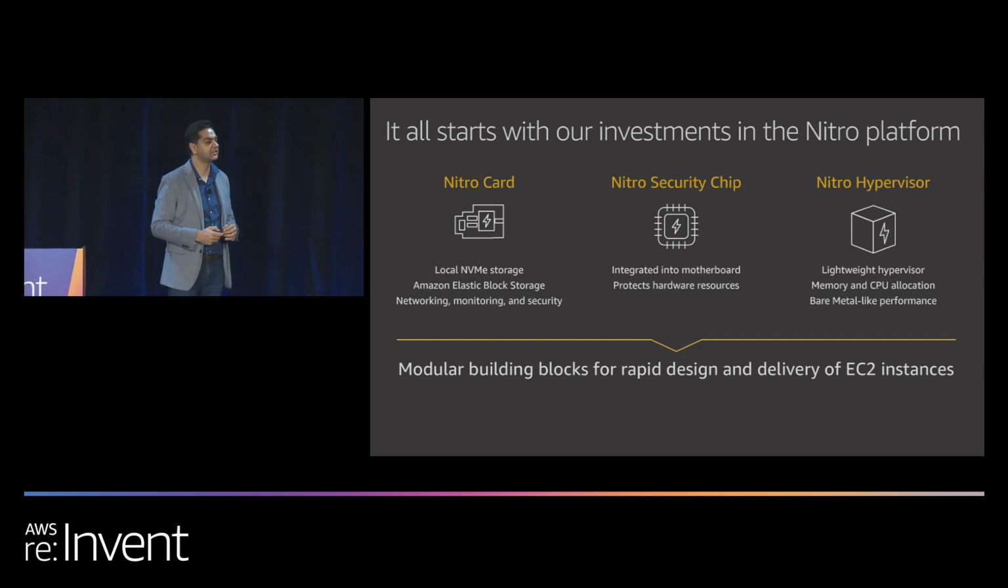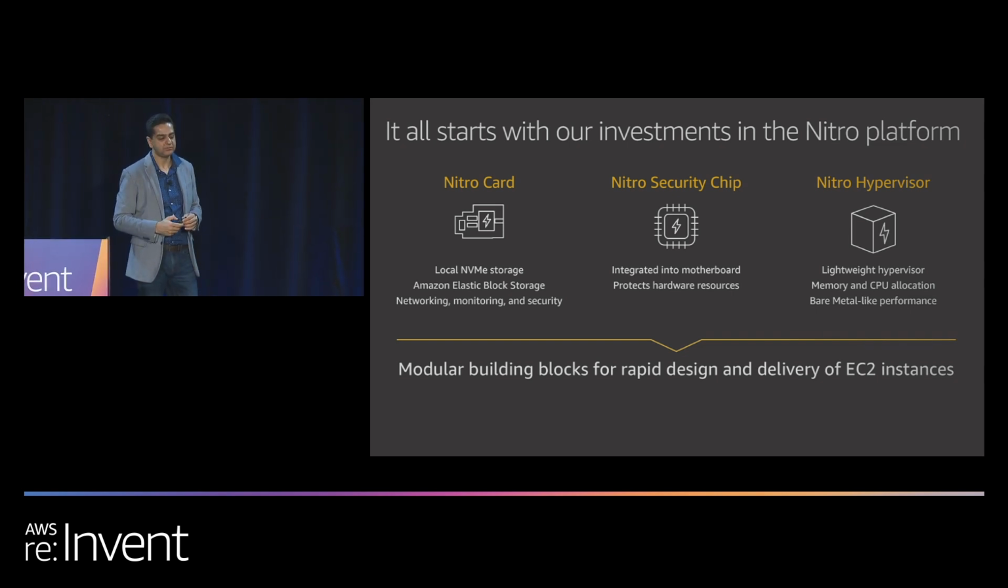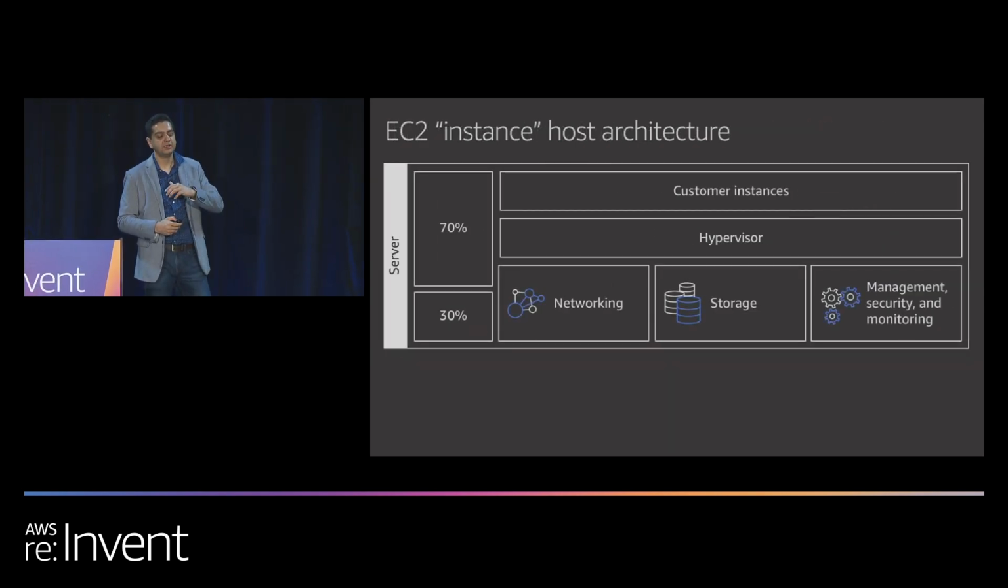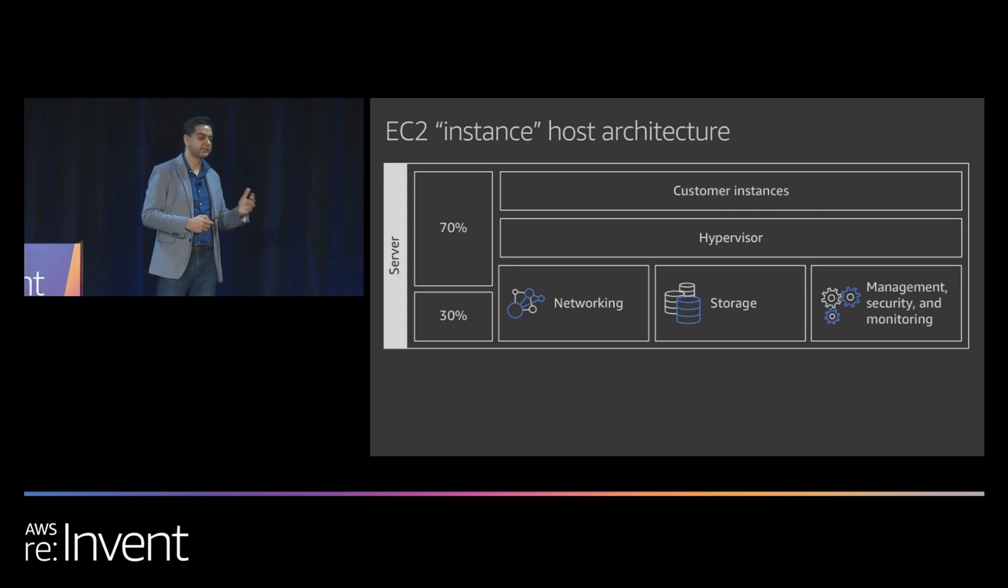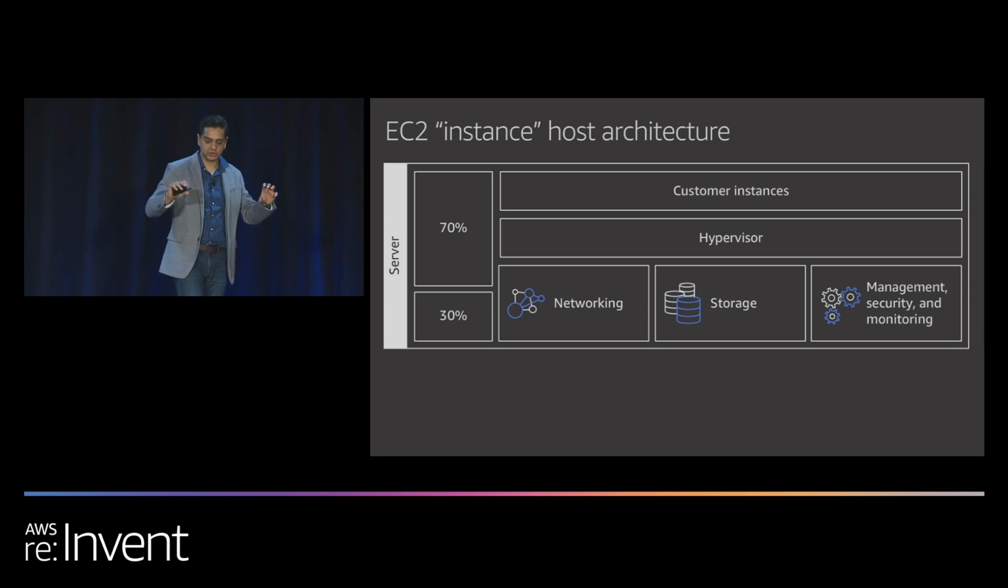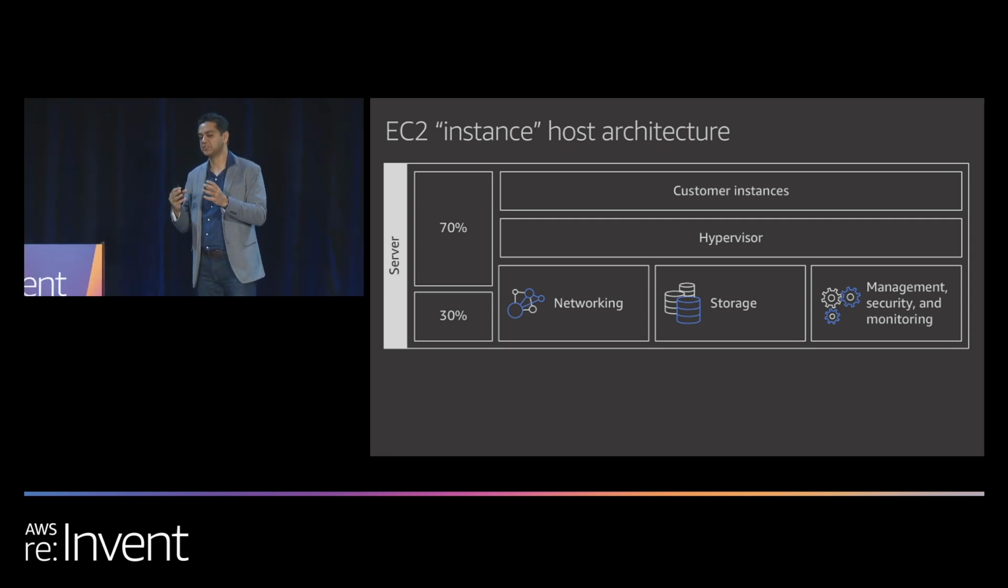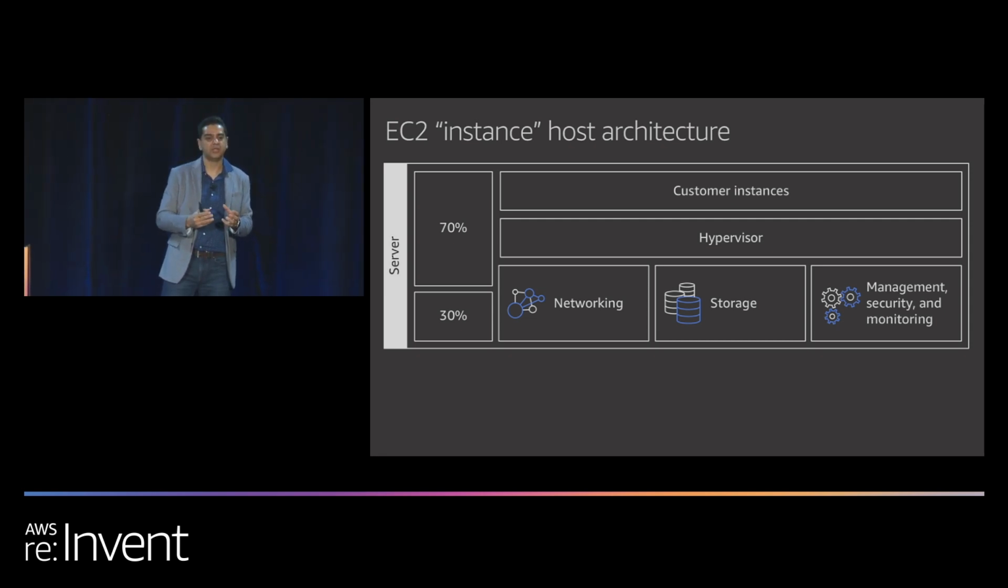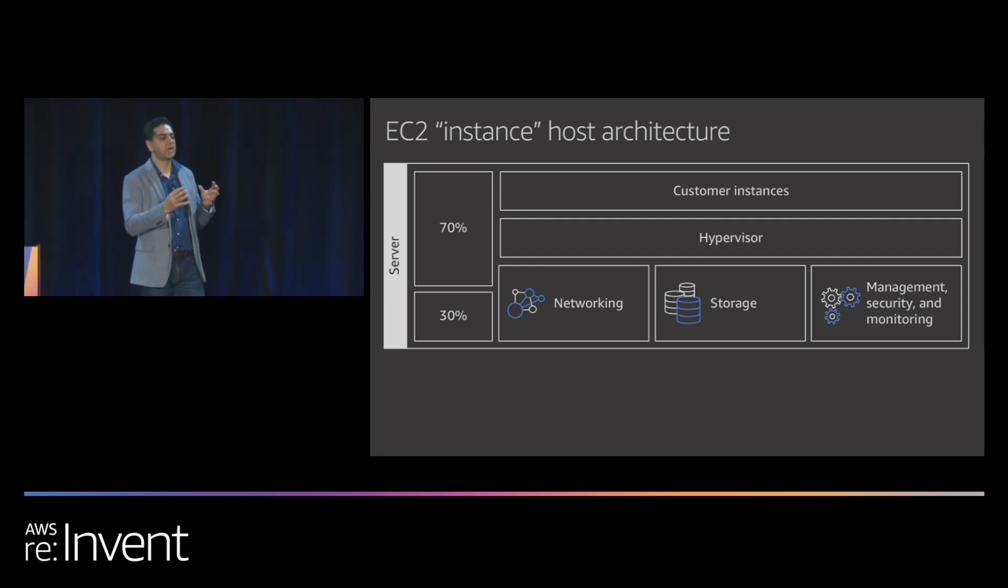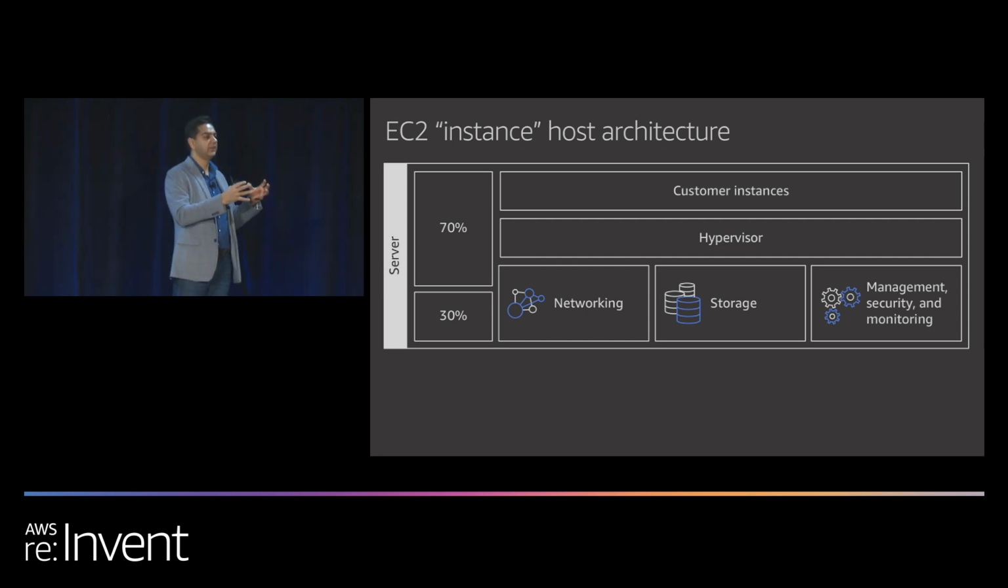So let's dig a little bit deeper into Nitro. When EC2 started, prior to 2012, on a single server, we were using Xen as our hypervisor, and Xen has a concept of what is called Dom0 or domain 0. In Dom0, that's where you actually run your core hypervisor stack.